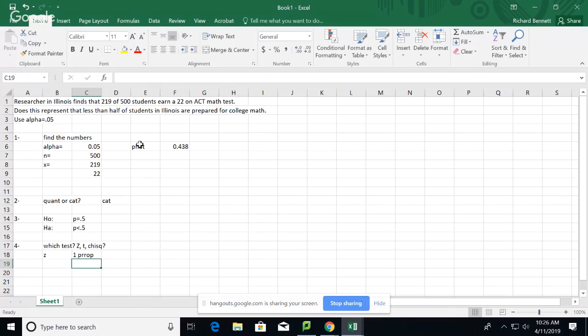Okay? Do you guys know the equation for the 1 proportion Z test? What is it? Z equals P hat minus P over the square root of P times Q divided by n.